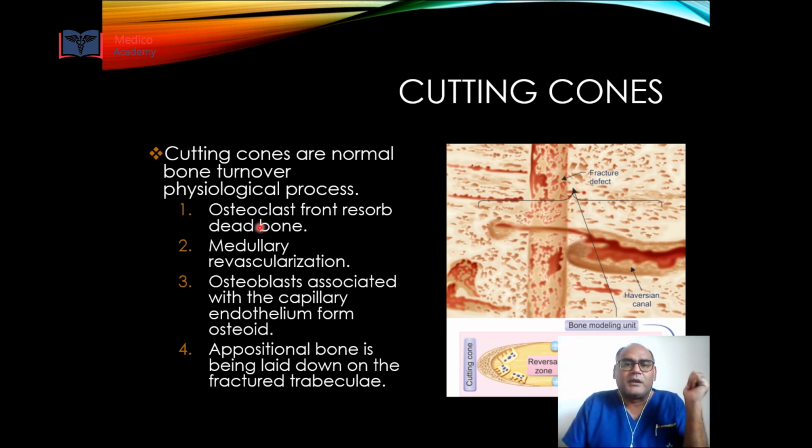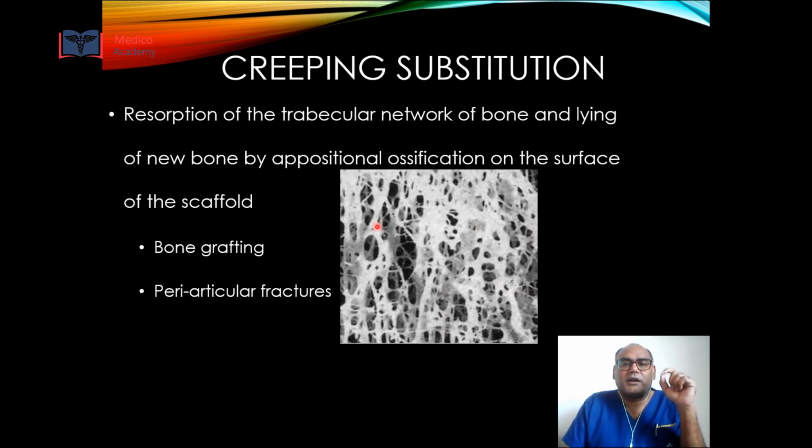Now the osteoclasts resorb the bone. There is medullary revascularization in between, and osteoblasts lay down the new bone in an appositional manner. The last one is the creeping substitution, where there is resorption of these trabeculae. They also occur by osteoclasts. They stick on the surface, resorb the bone, but they don't degrade the collagen matrix, and that matrix is reformed by the osteoblasts.